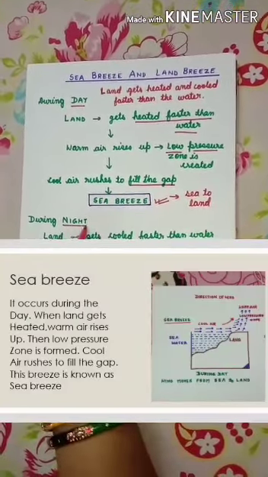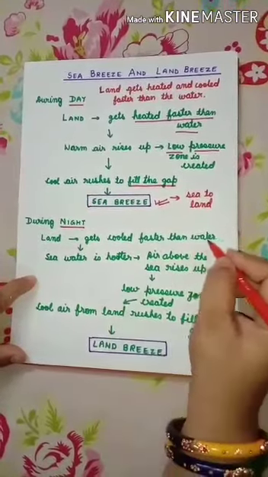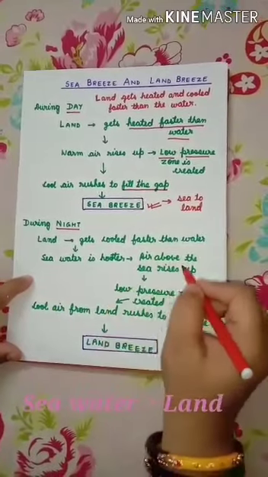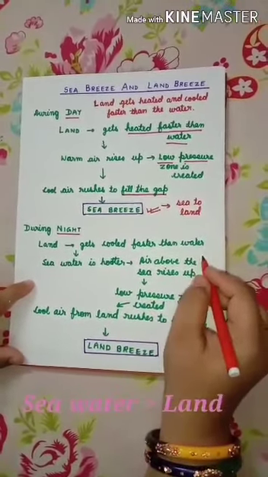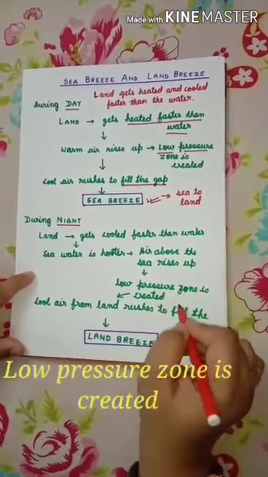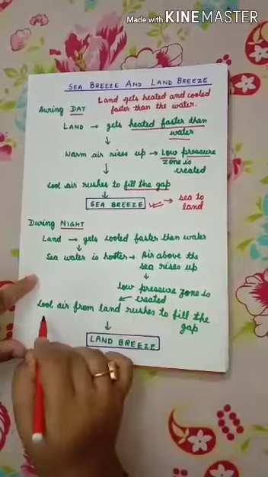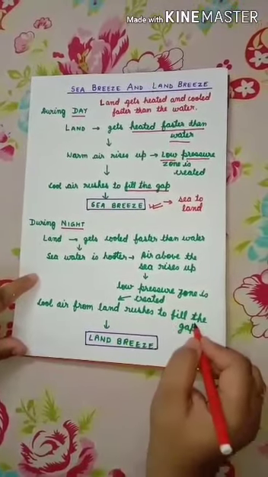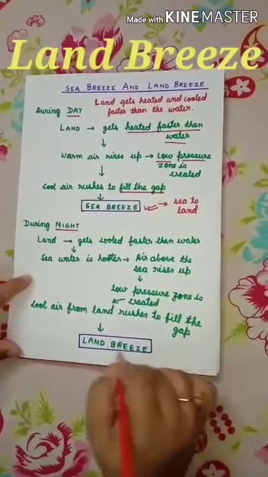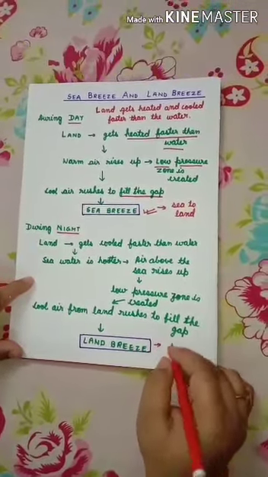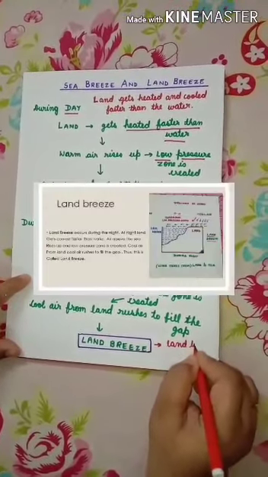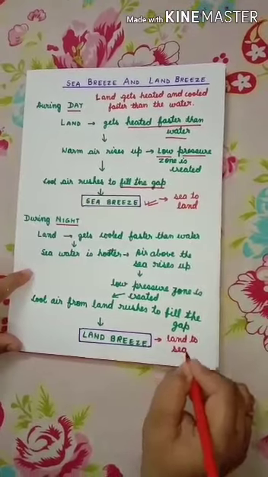And what happens during night? Land gets cooled faster than the water, whereas sea water is hotter and air above the sea water is hot, so it starts rising up and a low pressure zone is created above the sea water. Now cool air from the land rushes to fill the gap, and this phenomenon is known as land breeze. And in case of land breeze, the wind flows from land to sea, and this occurs during the night.